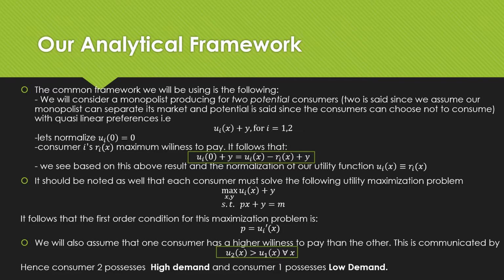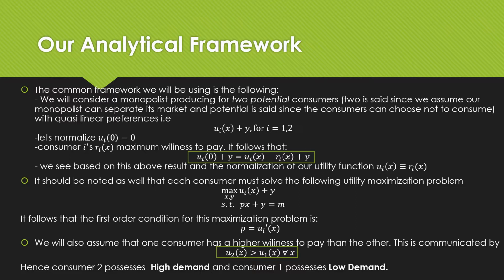They choose using quasi-linear preferences indicated by ui of x plus y, meaning the utility from consumption of good x plus y, which is all other goods. So this is the total utility for consumer i, for each consumer indicated by i, which is 1 and 2, since there are two consumers. We're going to normalize ui to be equal to 0 when x is equal to 0.